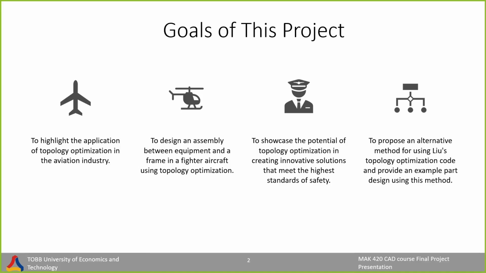You can see the goals of this project. First of all, one of our goals is to highlight the application of topology optimization in the aviation industry, to design an assembly between equipment and the frame in a fighter aircraft using topology optimization. Another goal is to showcase the potential of topology optimization in creating innovative solutions that meet the highest standards of safety. And last of all, to propose an alternative method for using the topology optimization code and provide an example part using this method.